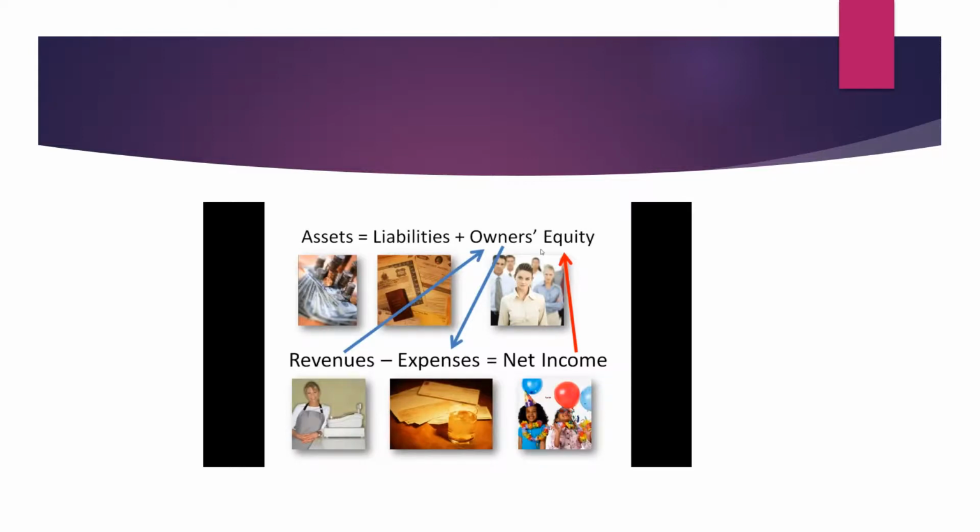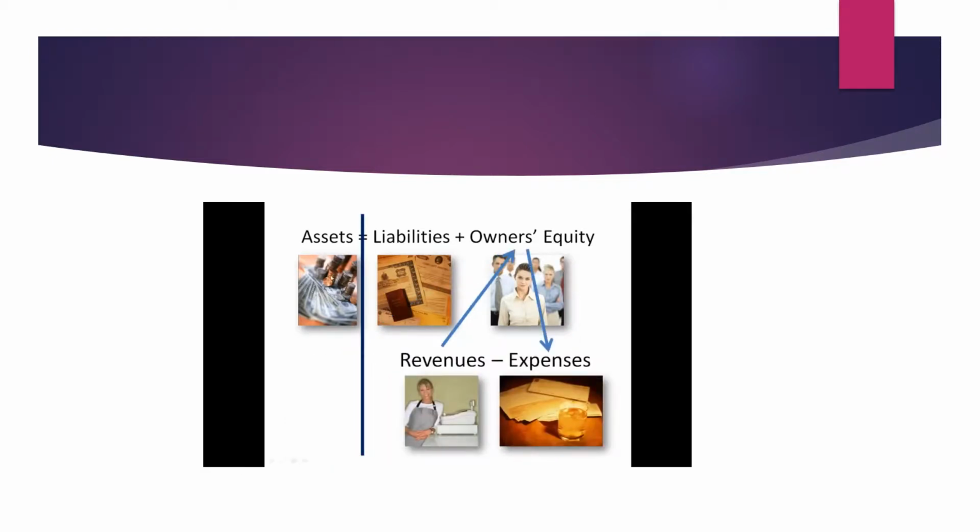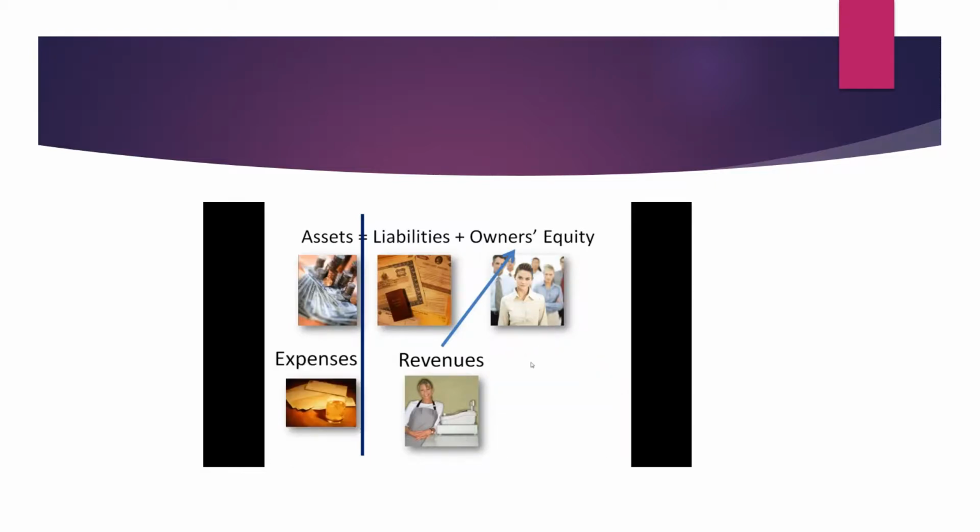We could rearrange all of this like so. Assets on one side, liabilities and owner's equity on the other, where revenues flow into owner's equity and expenses come out of owner's equity. If I want to express this without a subtraction, I can simply move expenses to the left side, so that assets and expenses equal liabilities, owner's equity, including revenues.